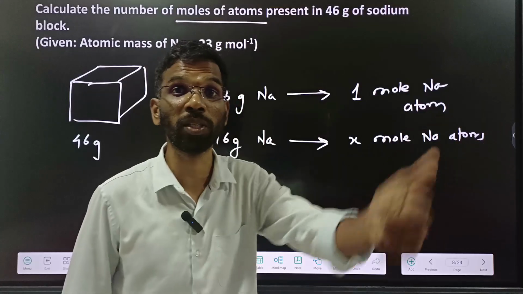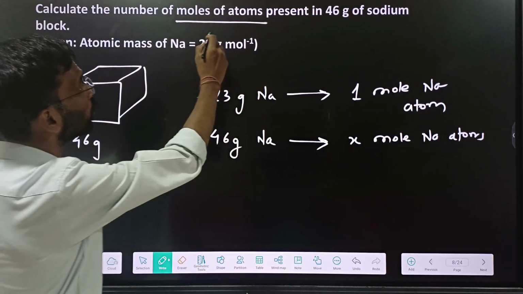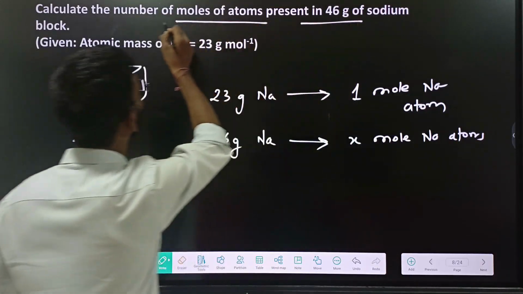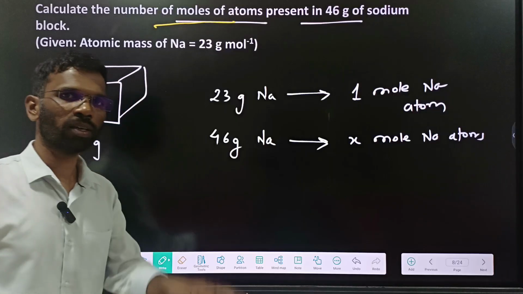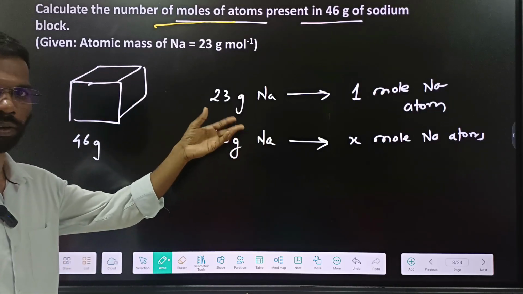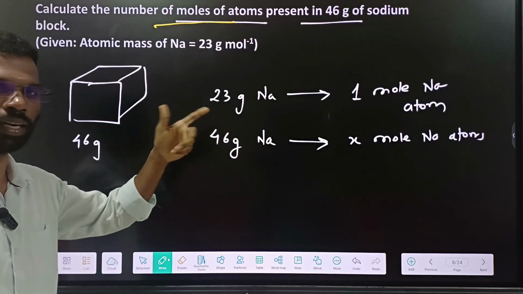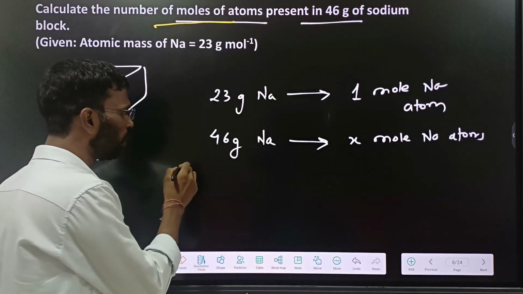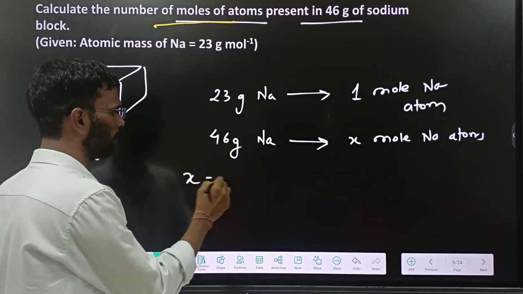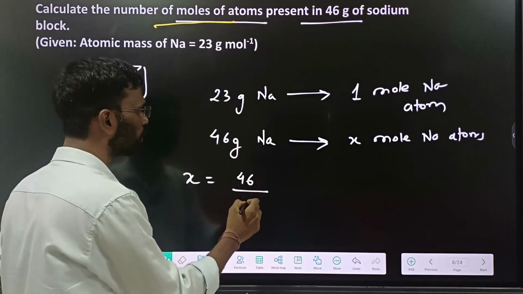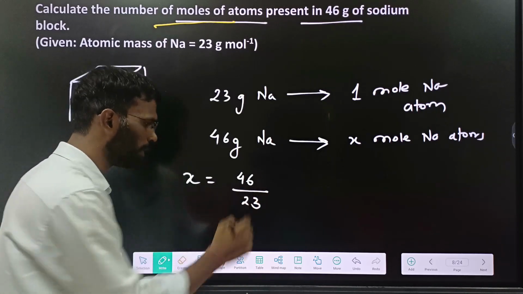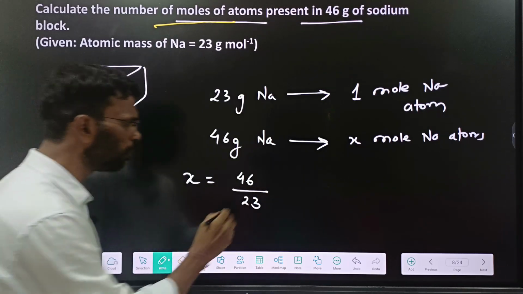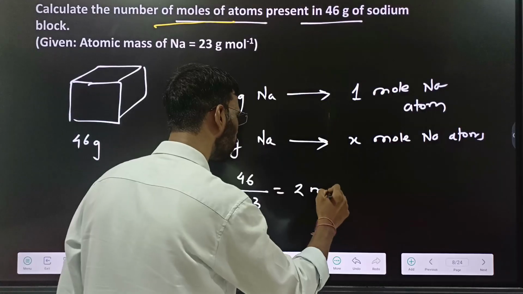I am putting 1 mole because I am told to find what? Number of moles, and not that big number, right? That is how many atoms. In terms of mole it is asked. So by doing a cross multiplication, what I will get is 46 by 23, right? Which is equal to 2 moles.